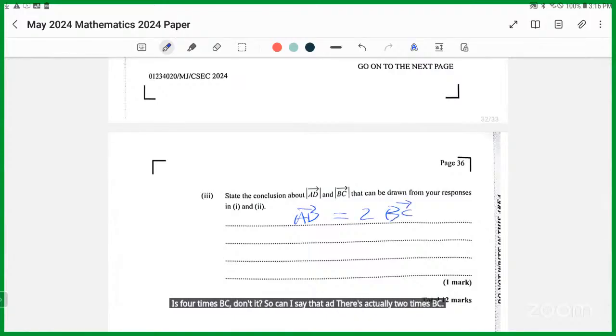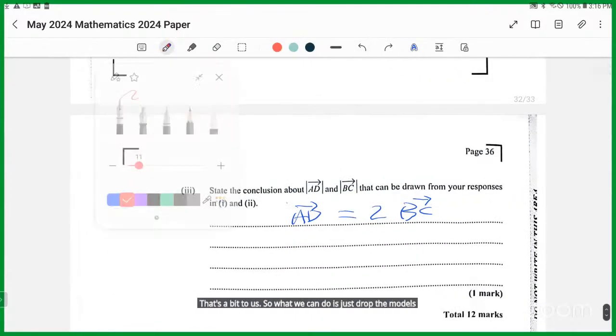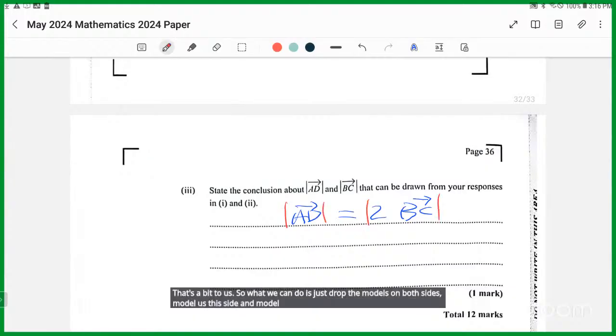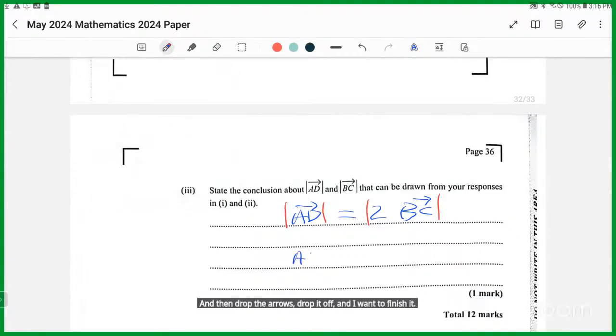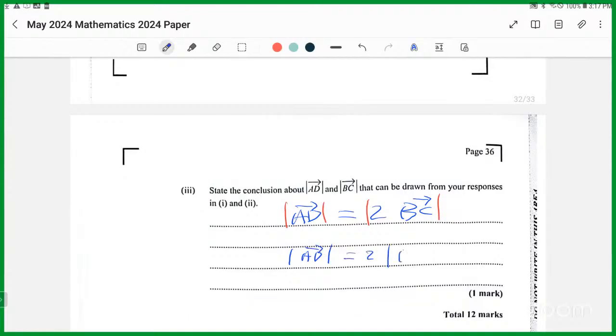That's the vectors. But I want the modulus. So what we can do is just drop the modulus on both sides. Modulus this side and modulus this side, and then drop the arrows. AD becomes 2 BC without arrows. And that's it, right? Now we can move this 2 outside and write the same thing that they have. So the modulus of AD is 2 times the modulus of BC. That's the relationship between them. AD is 2 times the modulus of BC means that AD is twice as long as BC.